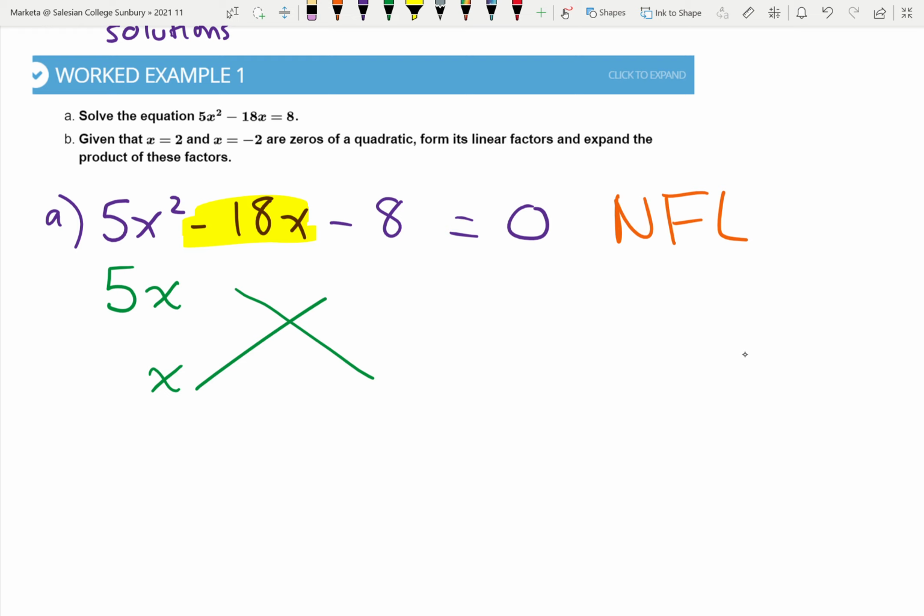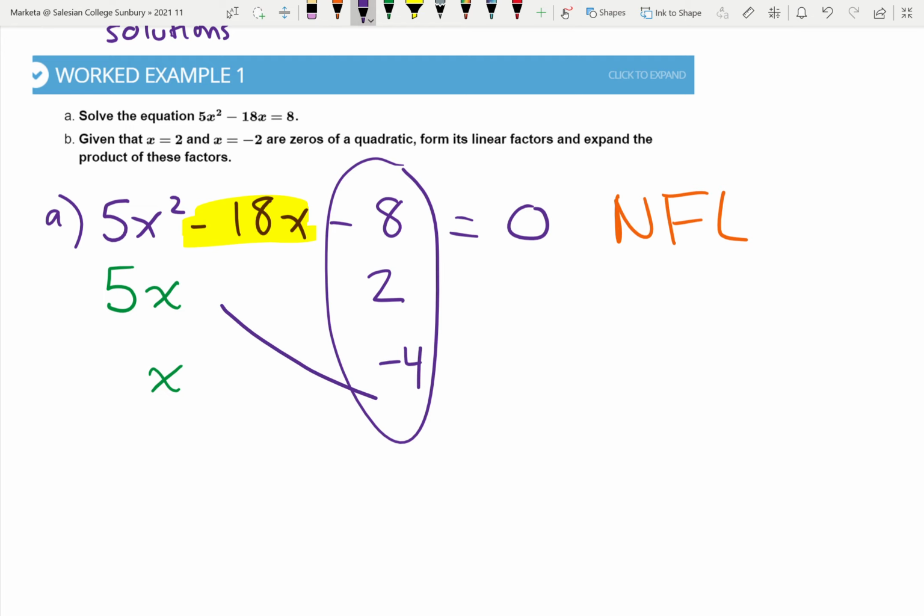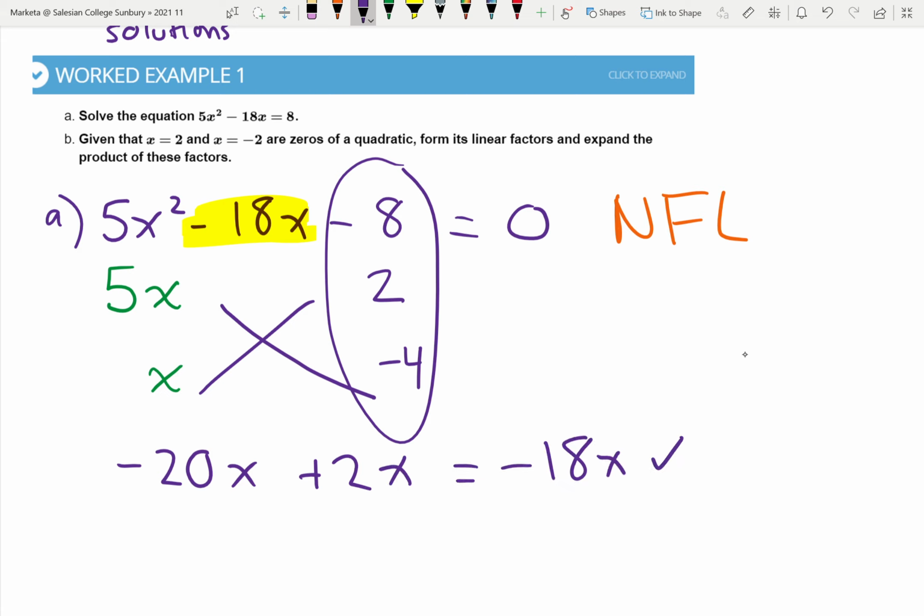I'm going to leave the 5x times x because, as I said, there's really no other way, unless you were going to go negative 5x times negative x, which I think would be a silly idea. When you're dealing with the negatives, do it on this side. So let's try 2 and negative 4, and see what that gives us. 5x times negative 4 is negative 20x, and x times 2 is positive 2x. That equals negative 18x, and indeed that is our middle term, so that is correct.